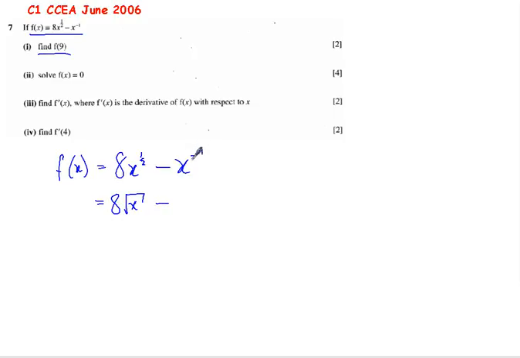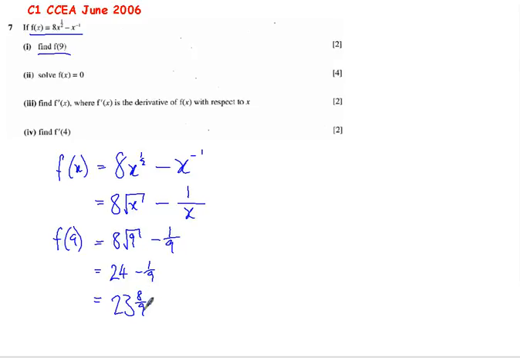Minus, well, I know that a negative index means we're going to end up with a fraction, 1 over something. And what are we left with? Well, when I take that negative index away, I'm left with x to the power of 1, or just x. So I've got 1 over x. So now I can plug in 9 instead of x to get f of 9. So that's 8 times the square root of 9 minus 1 over 9, which is 8 times 3 is 24, minus a ninth. And so overall that's 23 and 8 ninths.